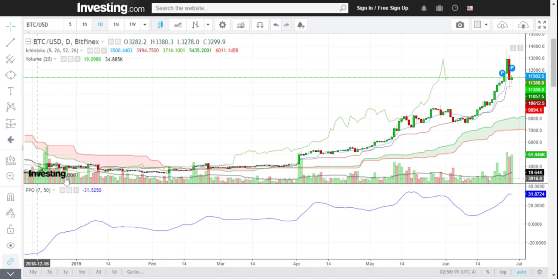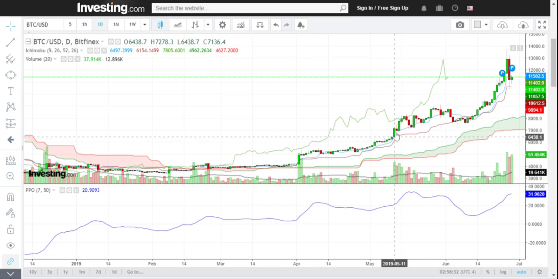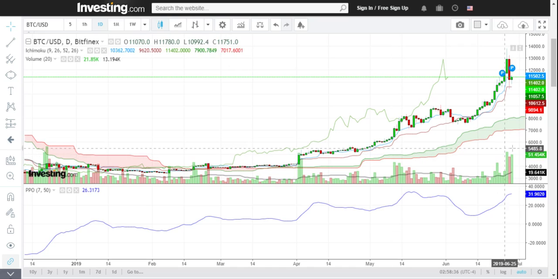So we should have a look at those volumes which are above their average. Here we have a breakout, so big volumes, and look here again, big volumes. So this price action has been supported by volumes. But let's have a look now at the last three volumes. This is a classic POC, or point of control.